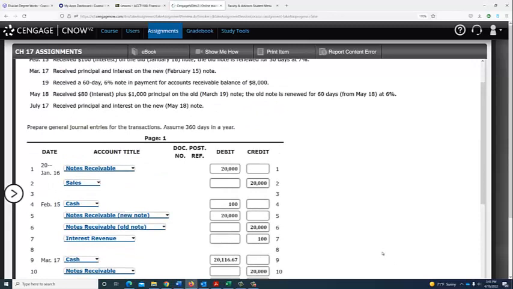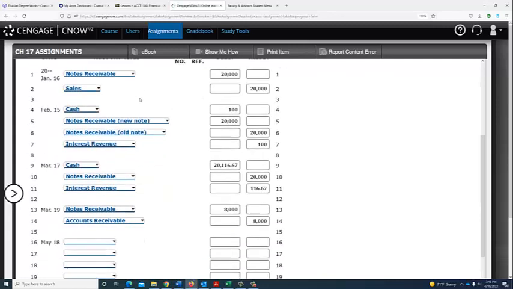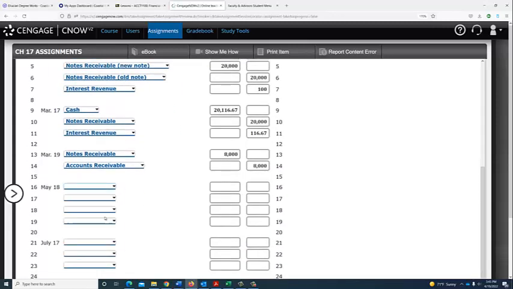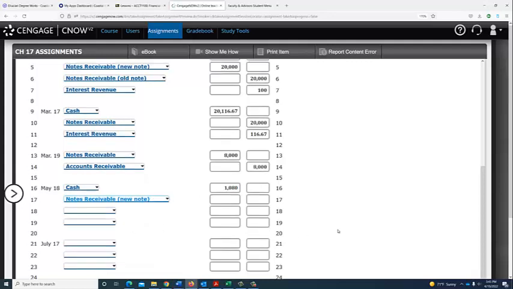On May 18th, we received $80 interest plus $1,000 principal on the old note, and the old note is renewed for 60 days at 6%. Okay, so let's focus on what we received first of all. We received $80 in interest plus $1,000 principal. So we have cash of $1,080 and a new note. So we will debit cash for $1,080, and we've also received a new notes receivable.